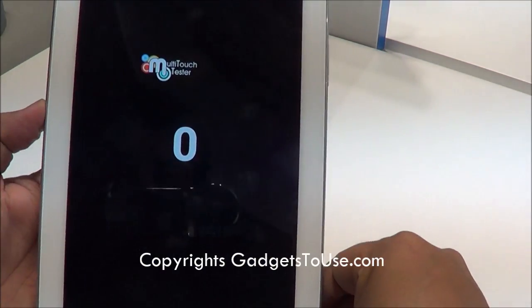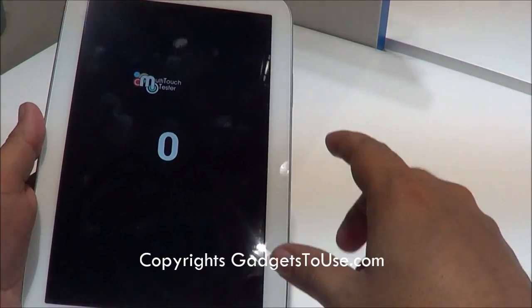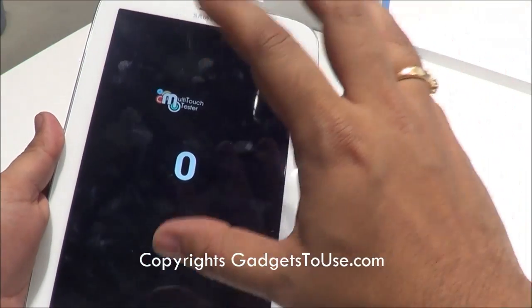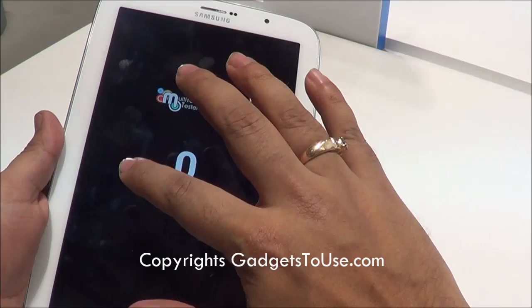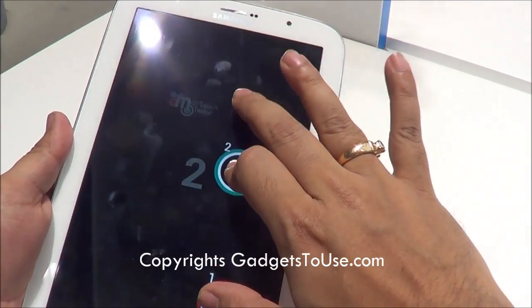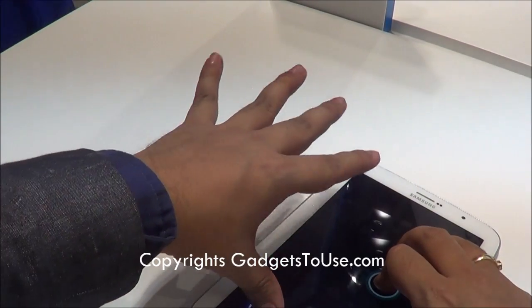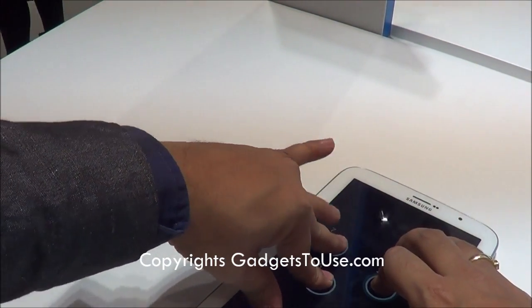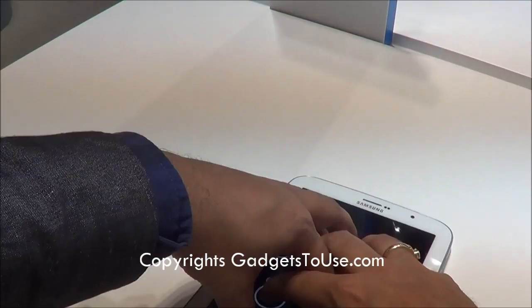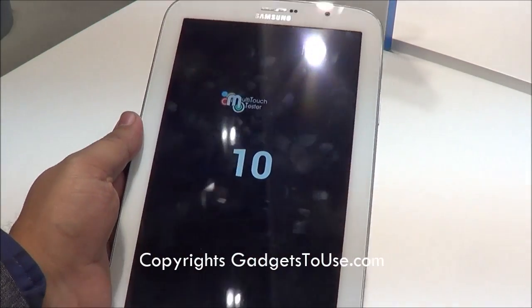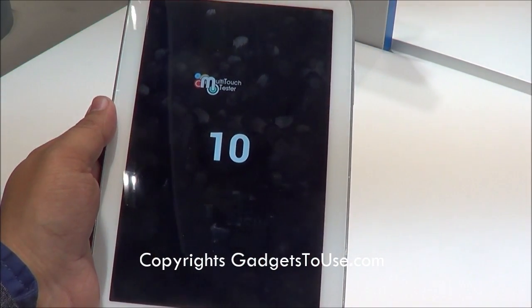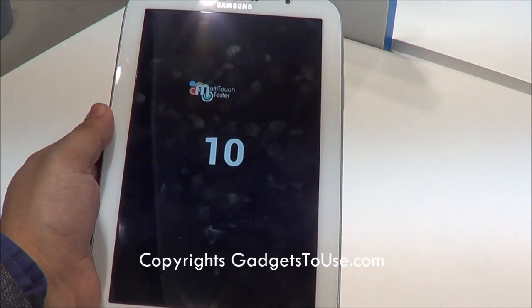So we have installed the multi-touch tester on Samsung Note 8, and let me just test the overall multi-touch capabilities of this device. So it does support 1, 2, 3, 4, 5, 6, 7, 8, 9, 10, which is okay. So as you can see, it supports 10-point multi-touch input as far as the display is concerned.